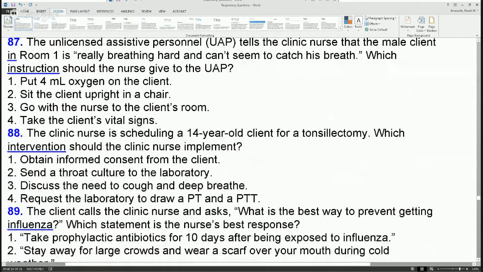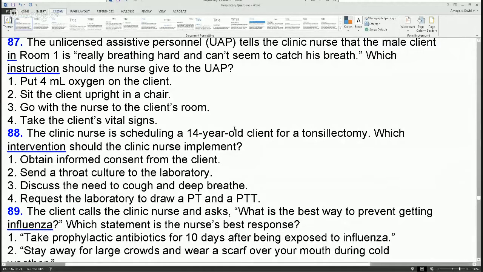13 to go. Unlicensed assistant tells the nurse the male client in room 1 is really breathing hard, can't seem to catch his breath. Which instructions should the nurse give the unlicensed assistant? Put a pillow on his head. Three. Yes. First intervention because the nurse must assess the client.